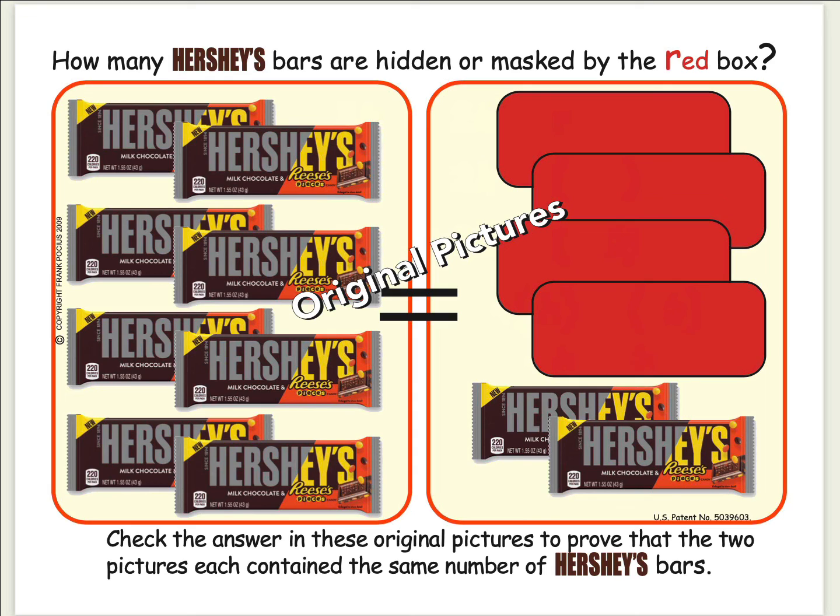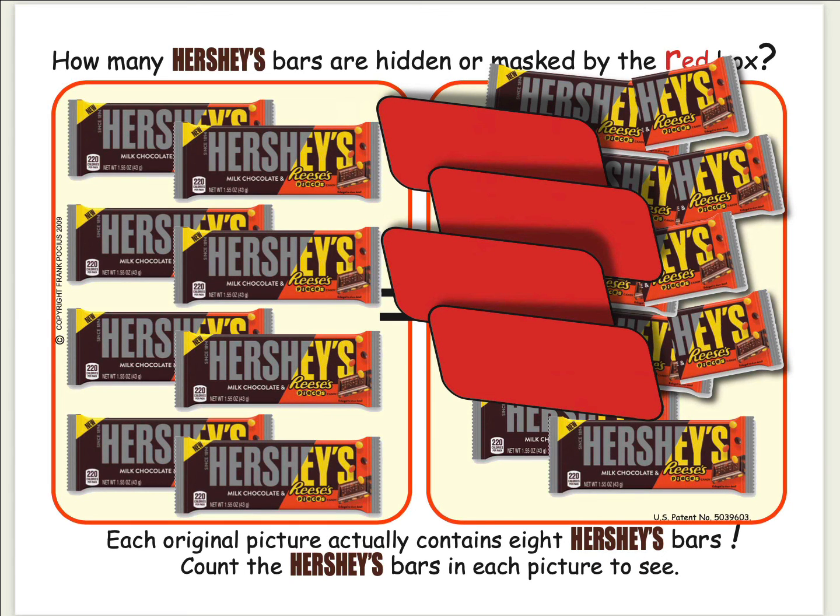Check the answer in these original pictures to prove that the two pictures each contain the same number of Hershey's bars. Each original picture actually contains 8 Hershey's bars. Count the Hershey's bars in each picture to see.